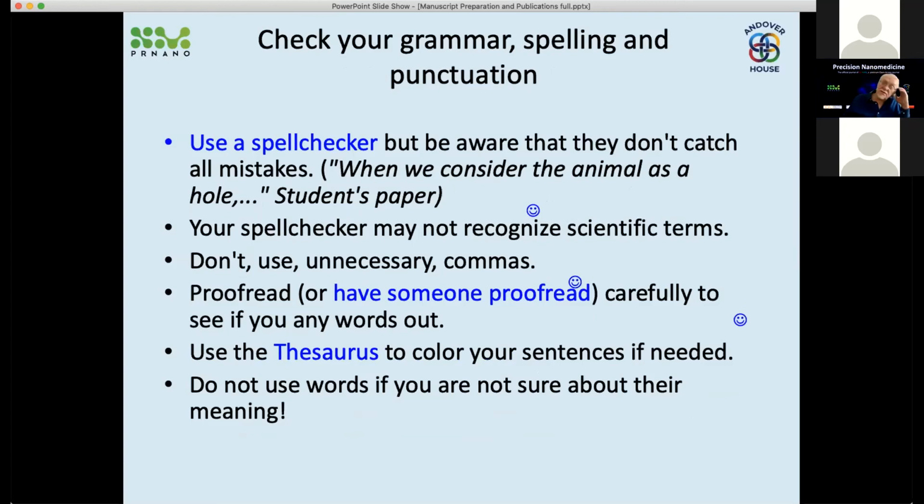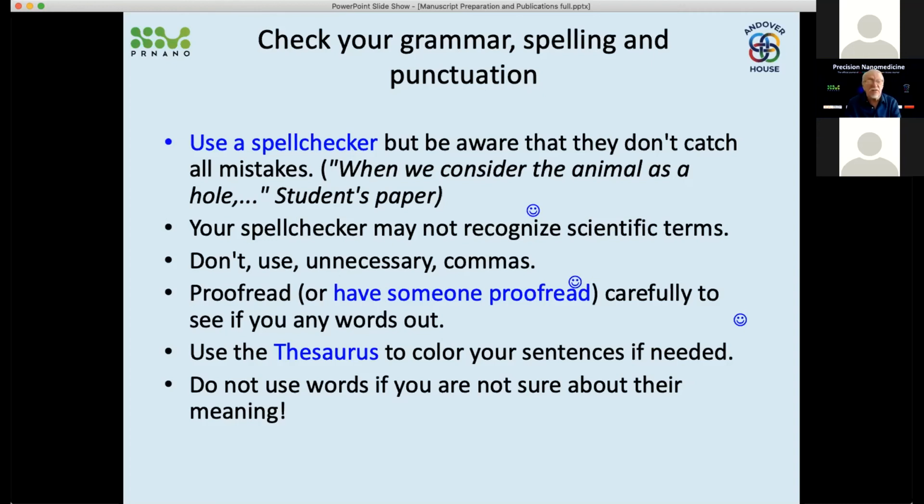Check your grammar, spelling, and punctuation. Use a spell checker. There is now a very good program called Grammarly, which has a free version. I have no interest in recommending it, but I use the professional version myself, because English is not my first language. Actually, it's my third language. First is Hungarian, and second, because of history, it's Russian. So use a spell checker, but be aware that they don't catch all mistakes.